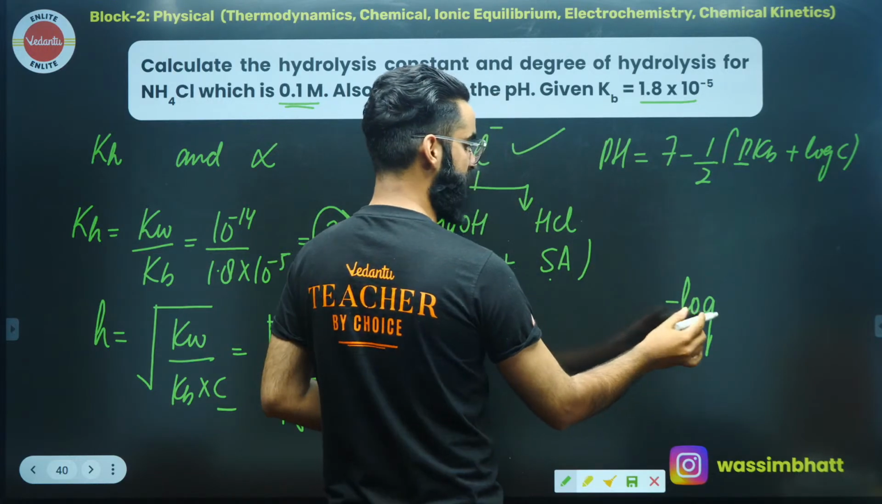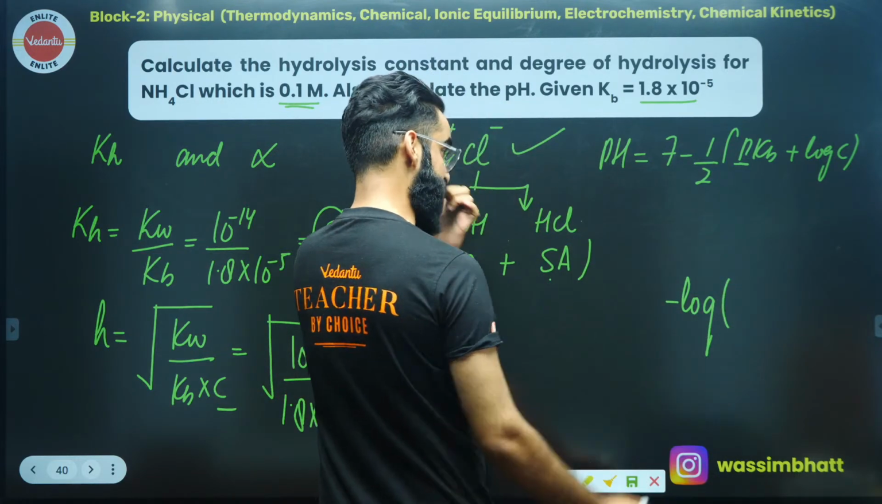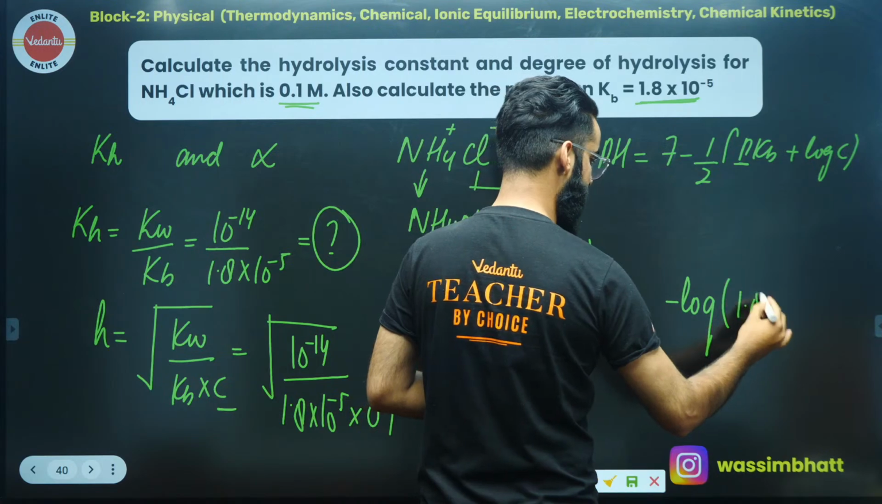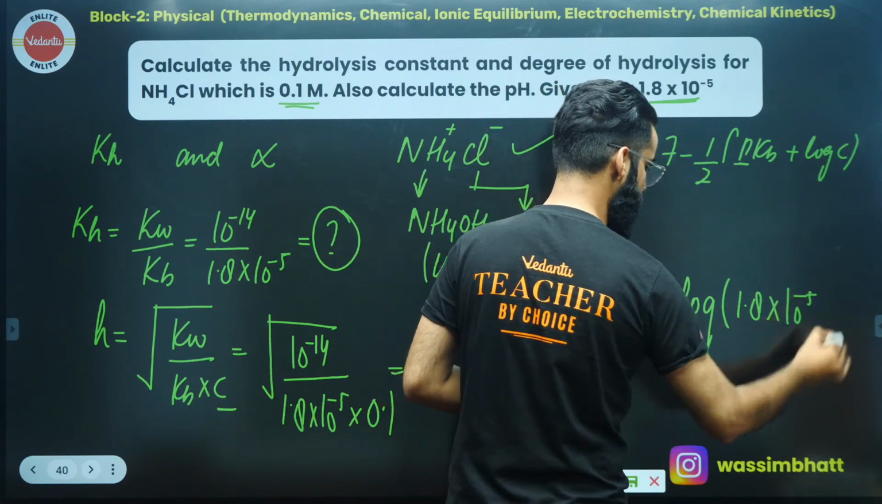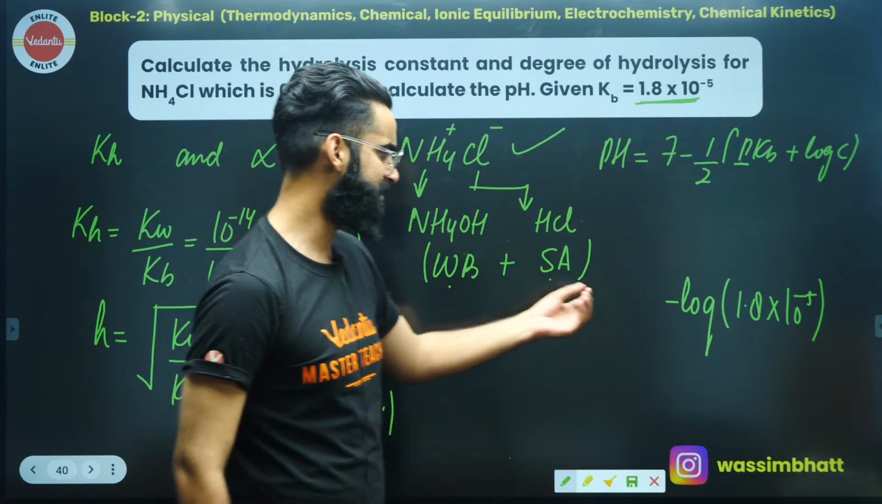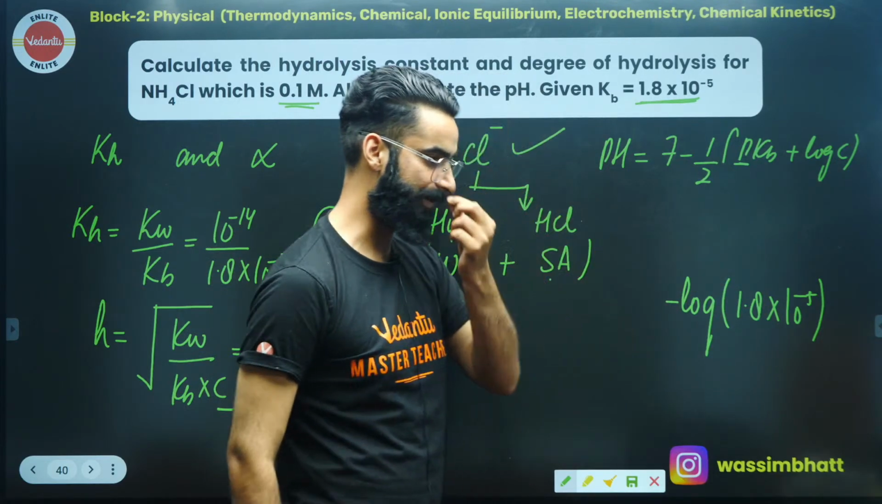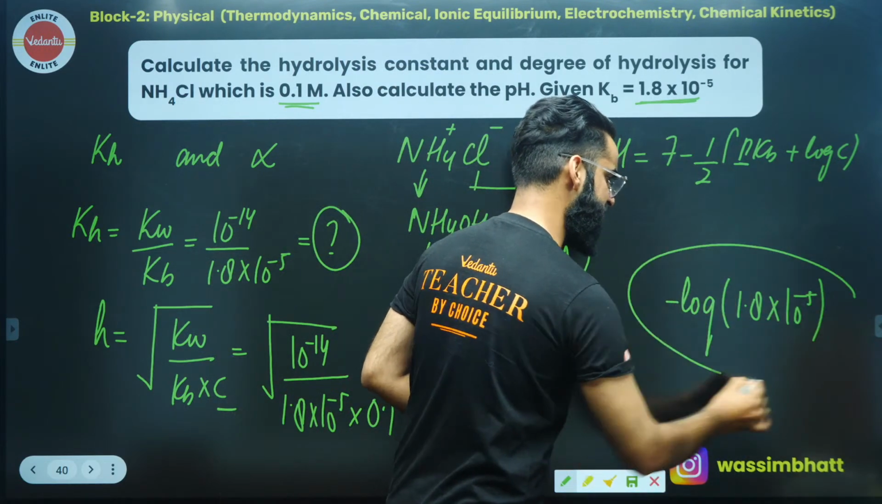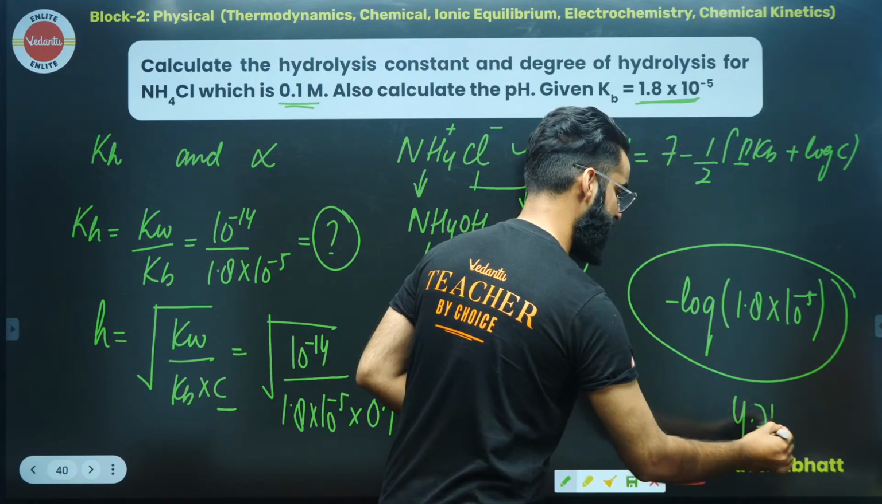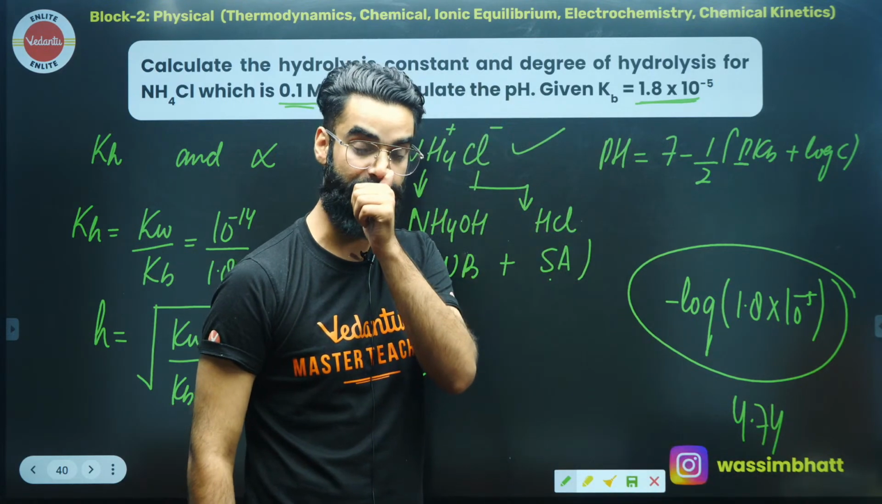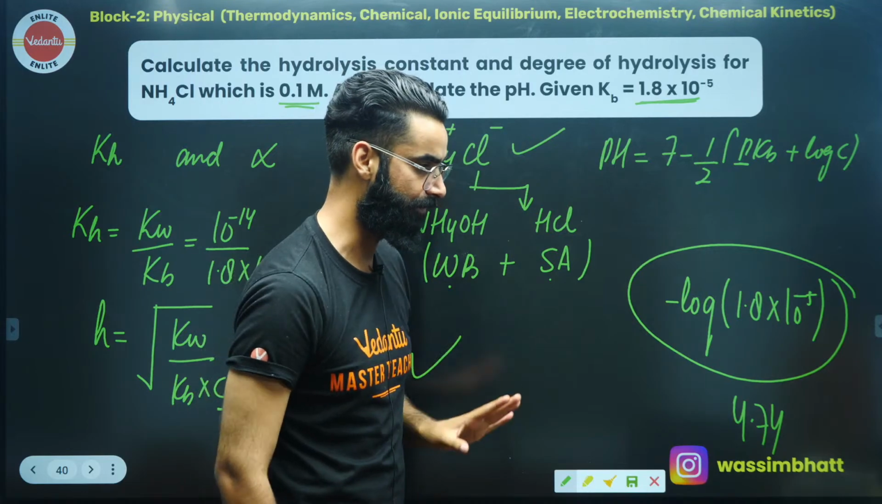In the majority of questions, you will get a calculation like this: minus log of 1.8 into 10 raised to minus 5. Do remember from now onwards, its value is always equal to 4.74, right? Its value is always equal to 4.74. Do remember it directly from now onwards, okay?